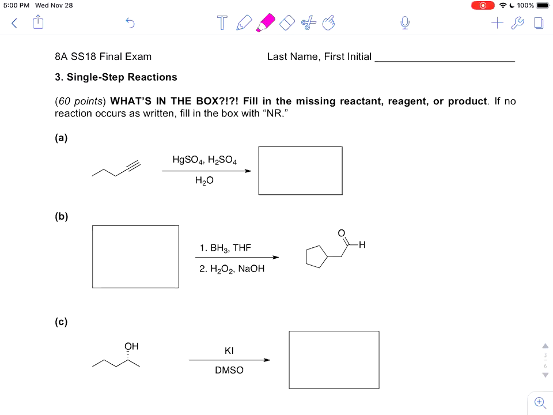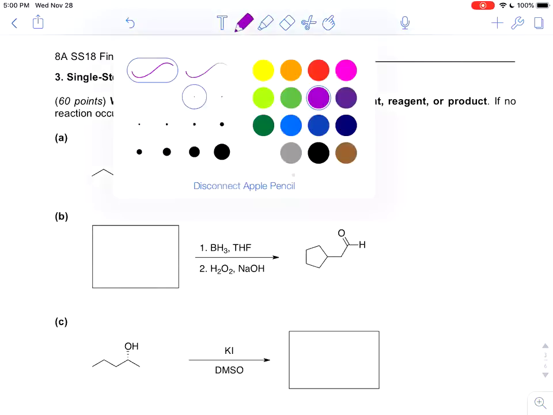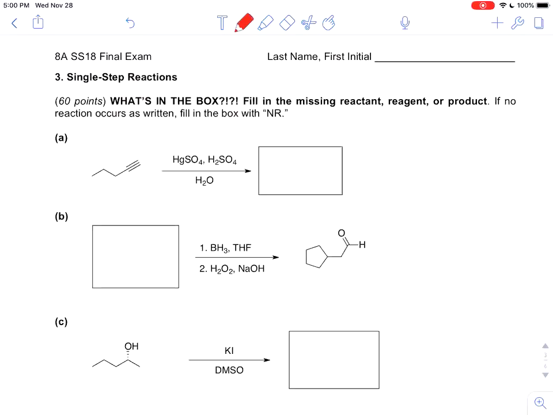We're on the What's in the Box page, and we're going to get to it with some fun reactions. We're going to be filling in the product for this one here. These are the reagents for oxymercuration, and demercuration happens in there as well.